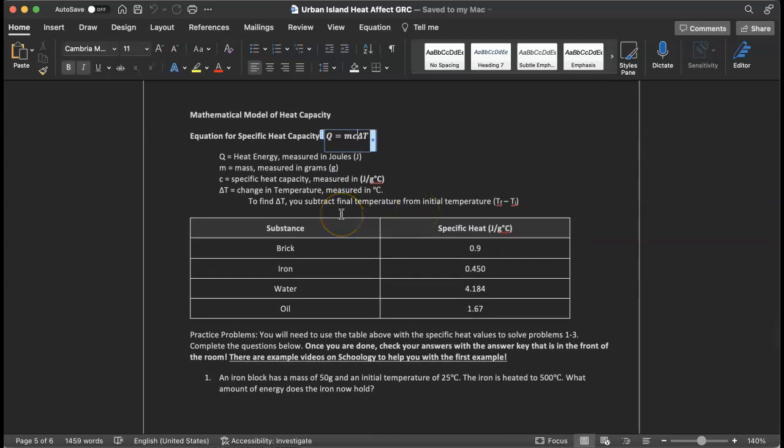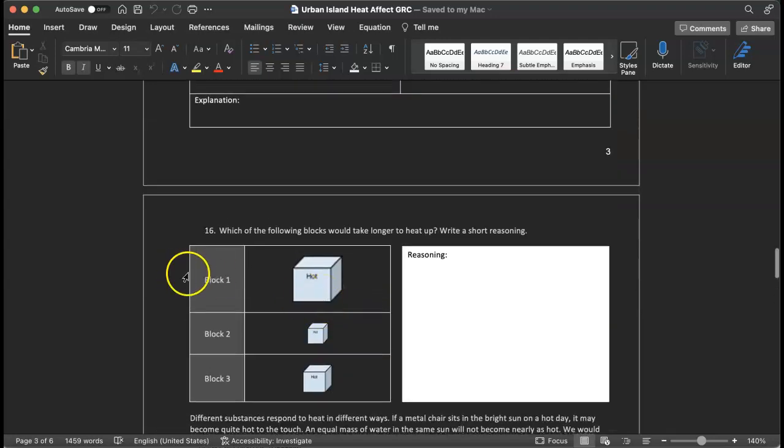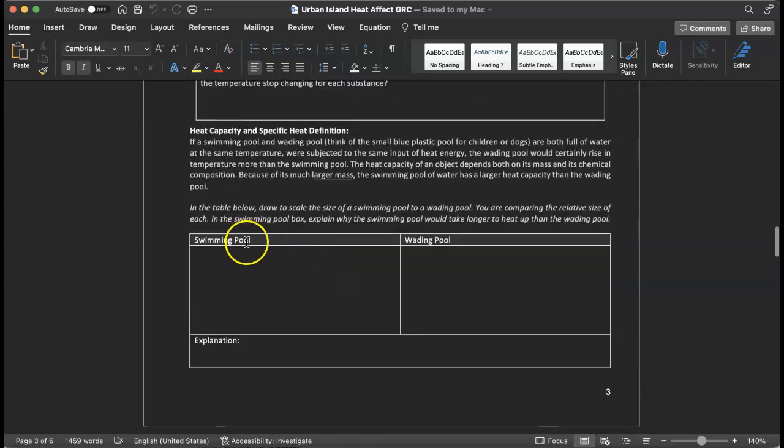The next part in the accessibility that we need to look at in this Word doc is tables. For this table that I have here, it says that we need to be able to read it from top to bottom and from left to right. So we have substances, specific heat, okay. Brick, iron, yes. So this table works, and the majority of the tables in this document work. So block 1, yep, there we go. Swimming pool, wading pool, yep, it works from top to bottom.